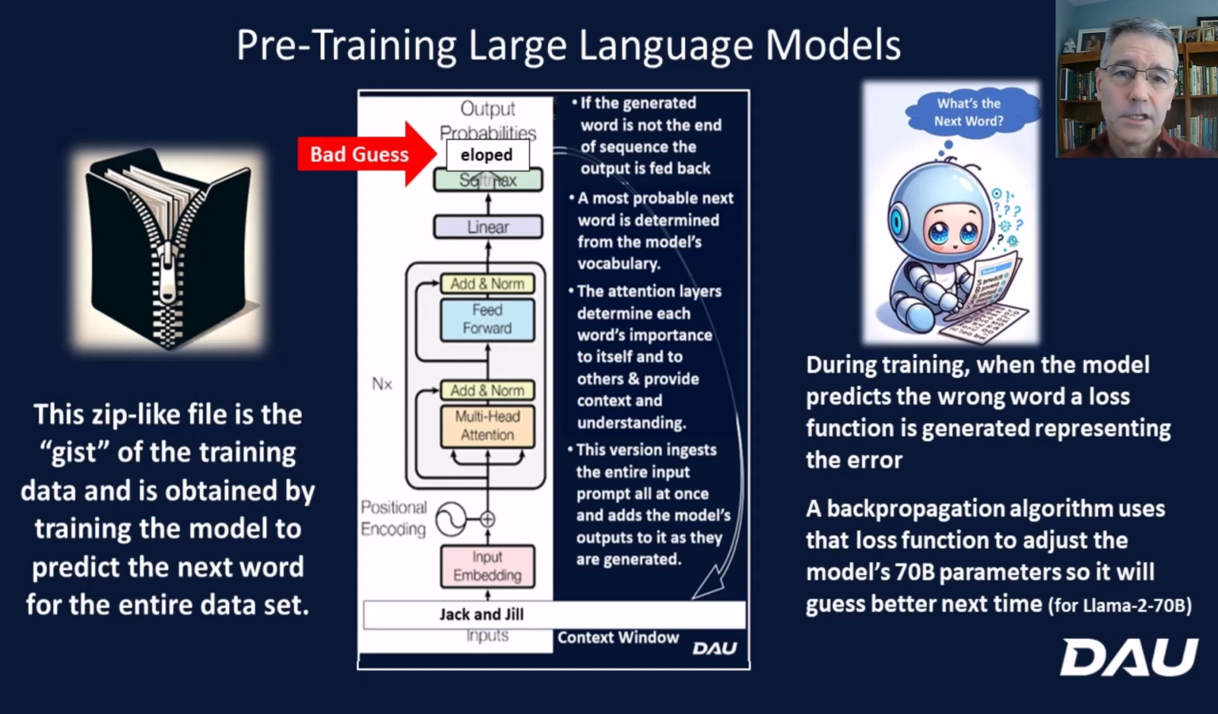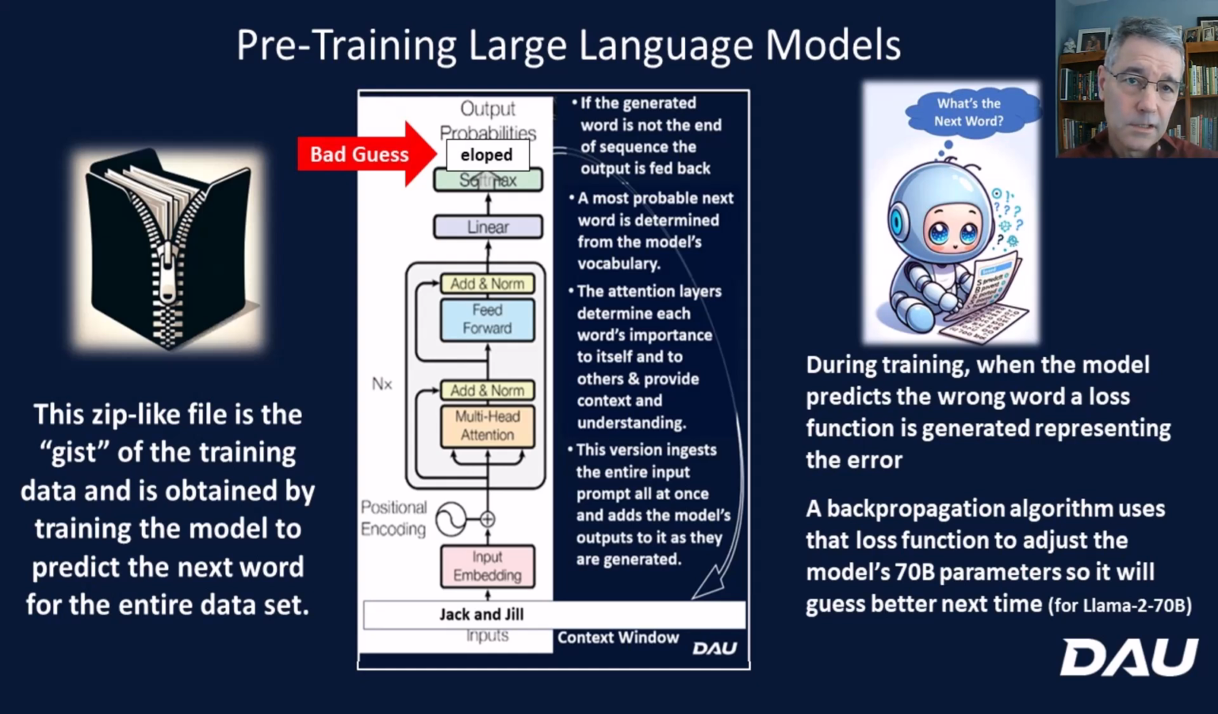Okay, so the model's guess is compared to the next word, and a loss function is generated. And that loss function is a representation of the error between the guessed word and the actual word that it should have been. So then an algorithm called a backpropagation algorithm uses that loss function to go backwards down through the model, adjusting all those parameters so that next time there's a better guess. And you can think of adjusting the parameters like adjusting the knobs or tuning a radio.